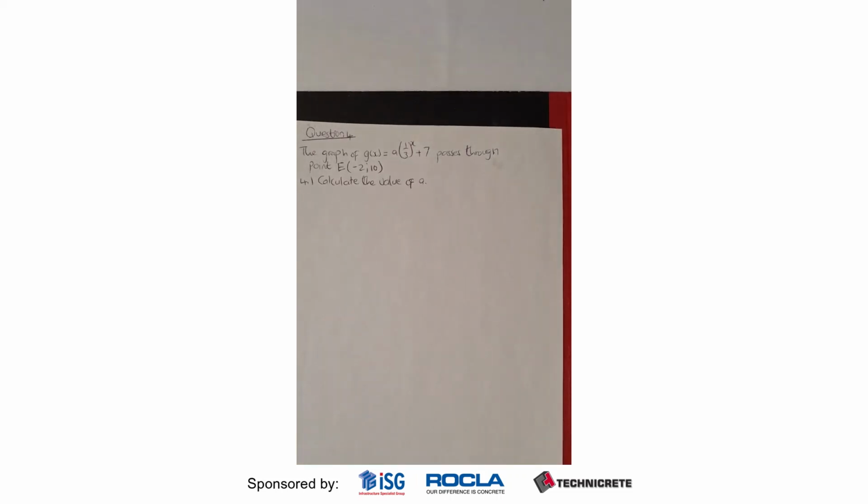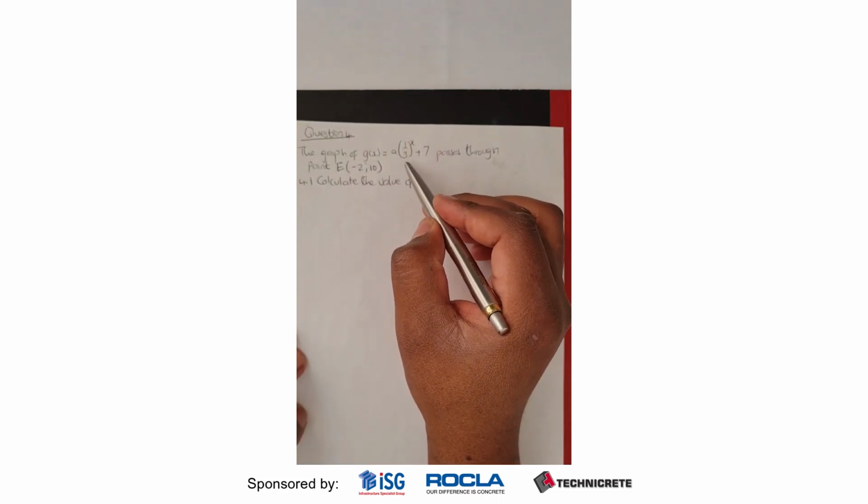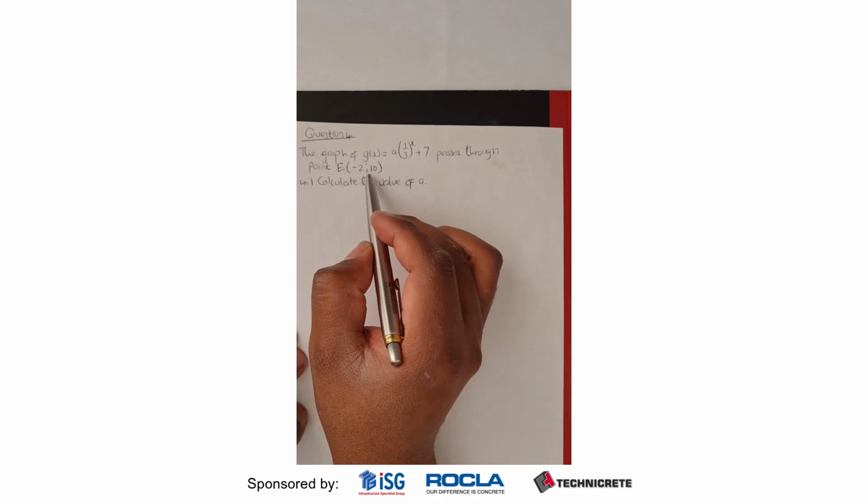Good day, everyone. We will be doing question 4 of the November 2022 paper. This is paper 1. This is a graph theory question, and they are asking us based on the exponential graph. That's what the question is based on. And they give us the formula there, which is a into 1 over 3 to the power of x plus 7, and they say that it passes through that particular point.